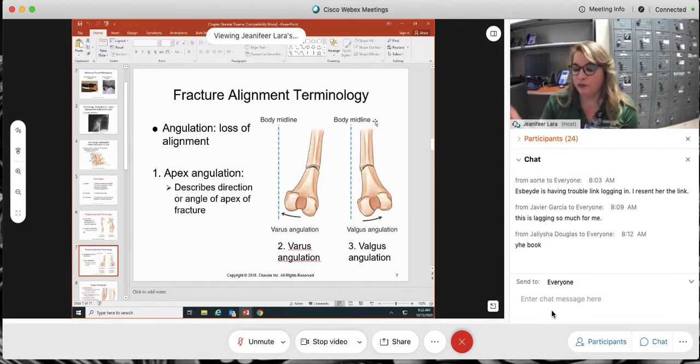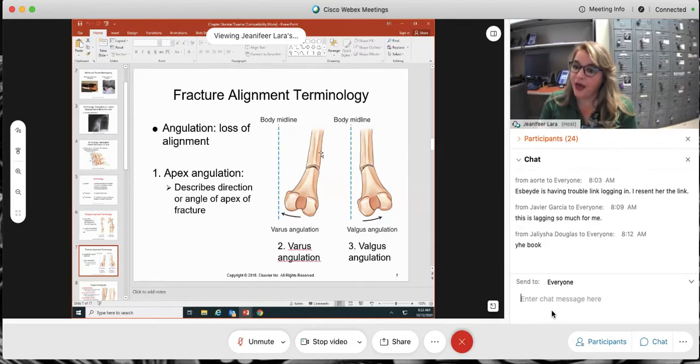We're talking about the proximal end of the femur, or whatever long bone it is, and the distal end. So here we have the body's midline, which is the MSP. When we have a varus angulation, the distal end is going towards the midline. Valgus means to turn away. So if we're looking at this femur, the knee is now going to be internally aligned. The knee on the valgus is externally aligned.